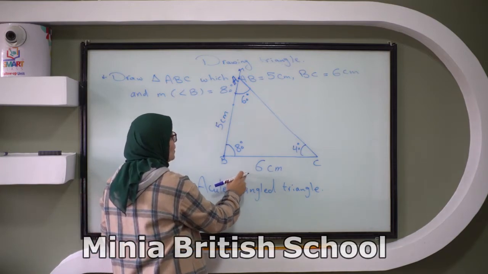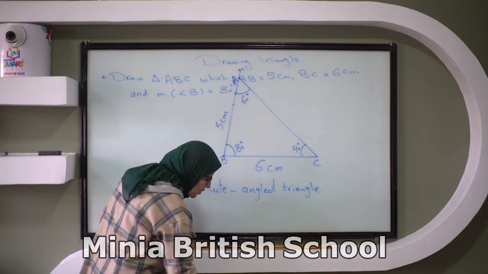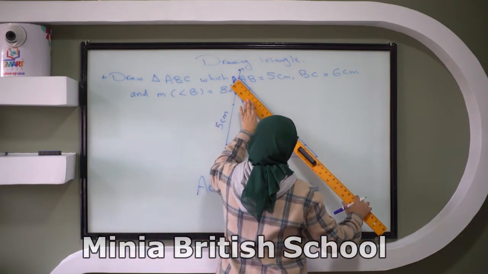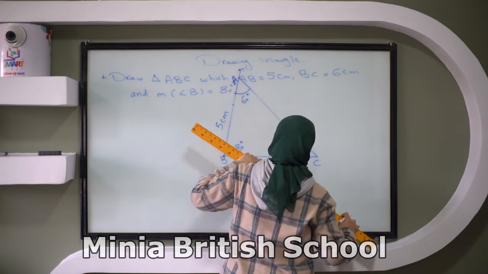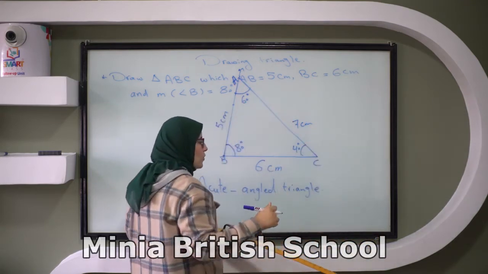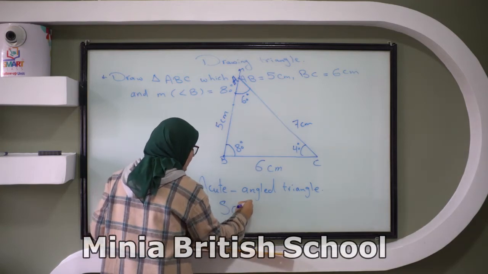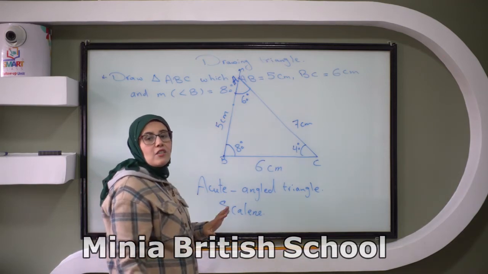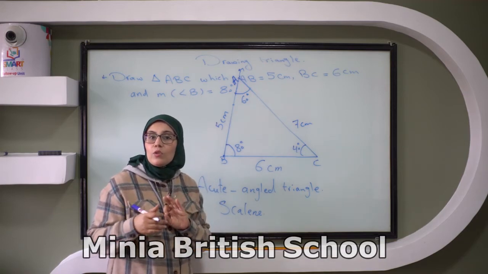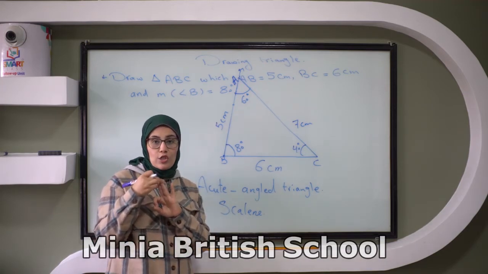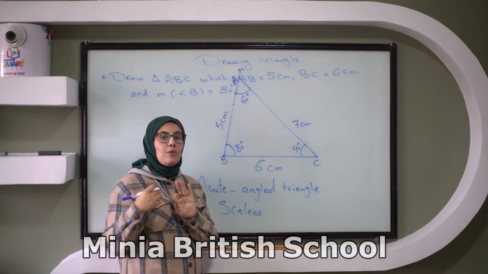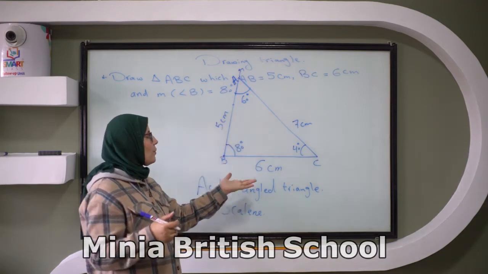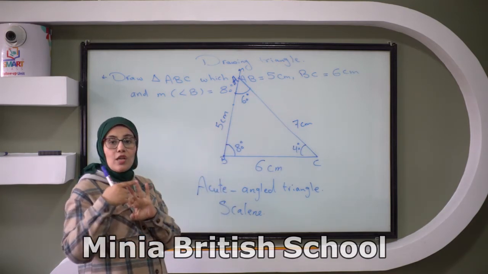If he asks you what is the type of this triangle according to the side lengths, here you have to know that this is 6 centimeters and this is 5 centimeters. Now we will measure this side, and actually it's 7 centimeters. So this is a scalene triangle. We said before, when three sides are equal in length, it's called equilateral. When two sides are equal and one side is different, it's called isosceles. When we have three different sides, it's called scalene.